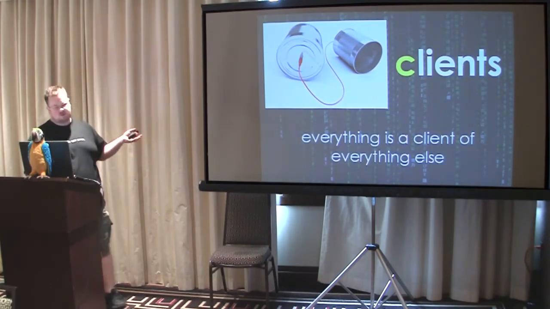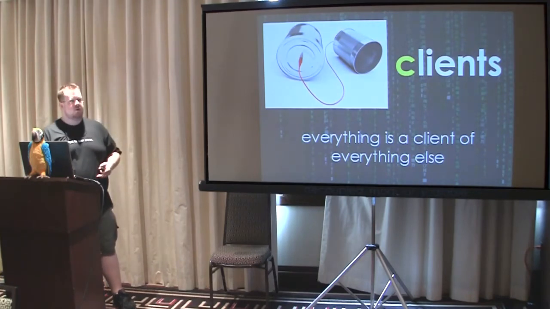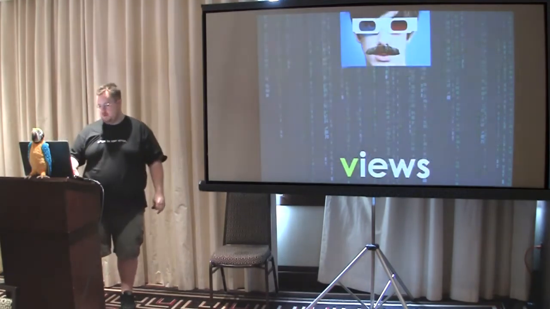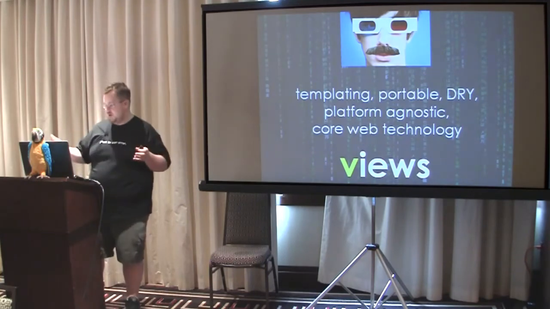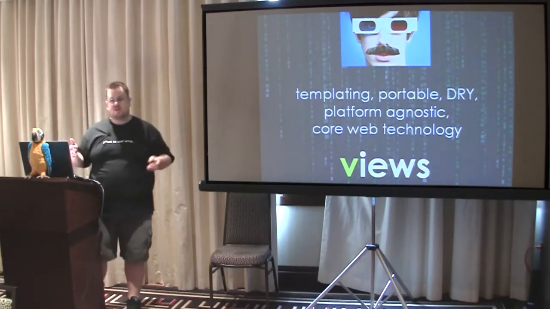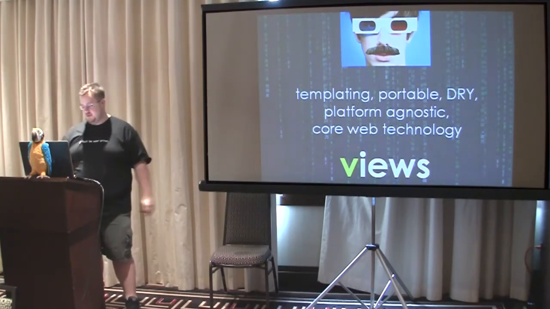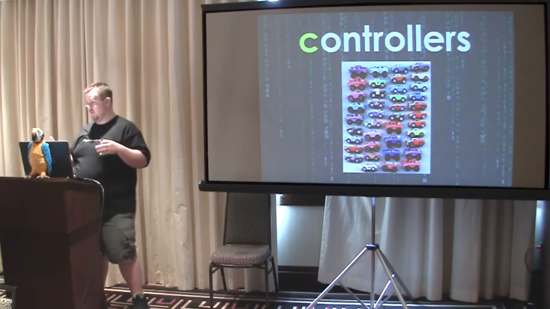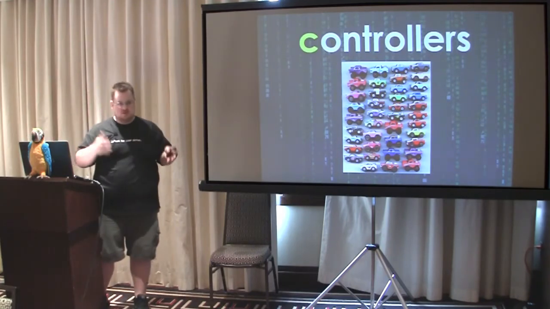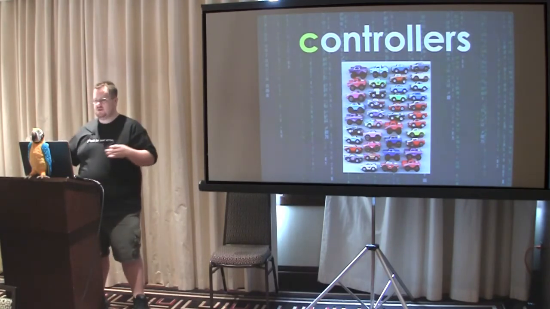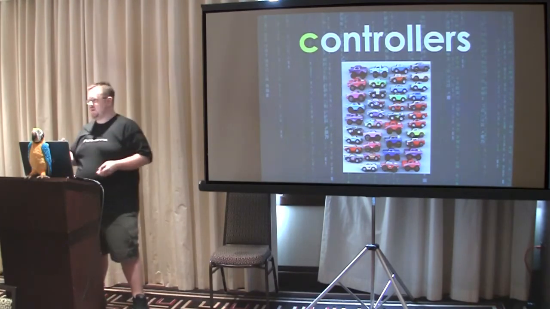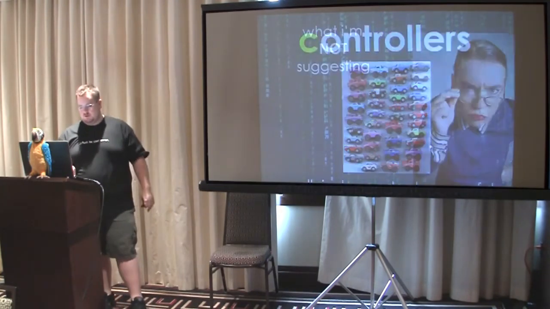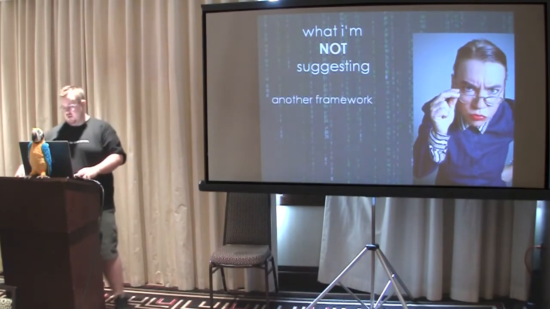So let's talk about what CVC means. Clients: everything is a client of everything else. They're decoupled, they're modular, and they're scalable. That means at any point in the flow, everything is able to talk to everything else, and it uses JSON. The views are templating, portable, DRY, and platform agnostic, and they use the core web technologies that UI engineers are most familiar with: JavaScript, HTML, and CSS. The controllers are all these little tiny things that make all this stuff work. This is the thing that takes a request and translates it into an execution of the view engine, grabs the JSON data from the application, pumps it in, and packages all the stuff up. It caches things. Those are what the UI controllers are doing. They're small, independent, and powerful. They're also in JavaScript.